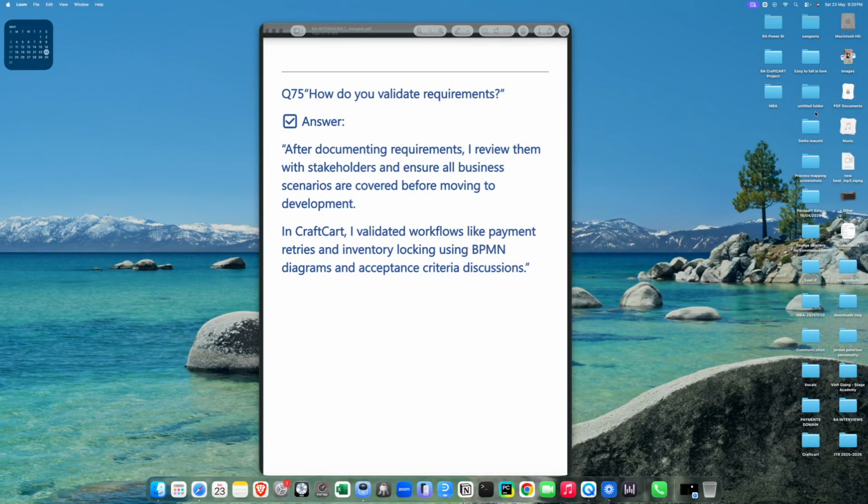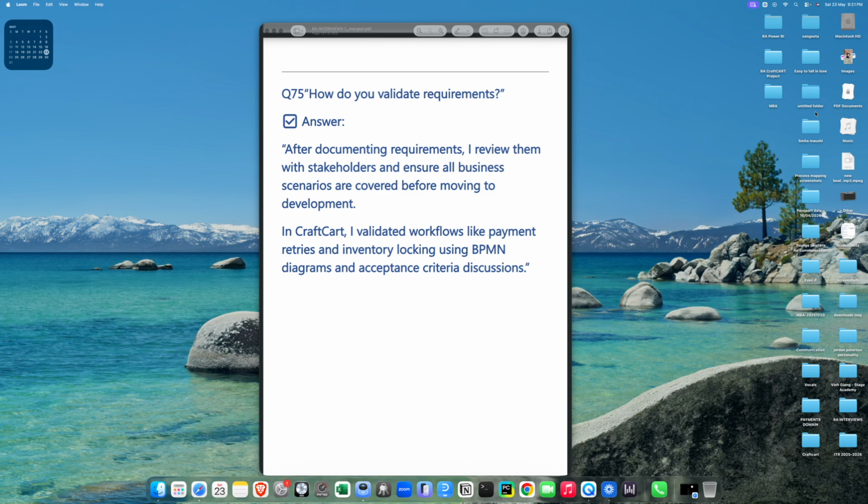I'm a CBAP certified business analyst, and let's begin with this question, the 75th of our BA interview series. So, how do you validate requirements? I'll answer. After documenting requirements, I review them with stakeholders and ensure all business scenarios are covered before moving to development. In CraftCart, I validated workflows like payment retries and inventory locking using BPMN, that is Business Process Model Notation, and acceptance criteria discussions.